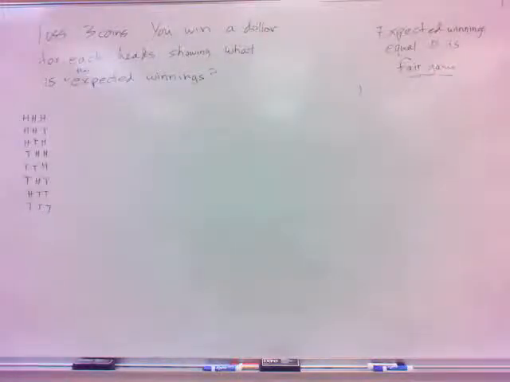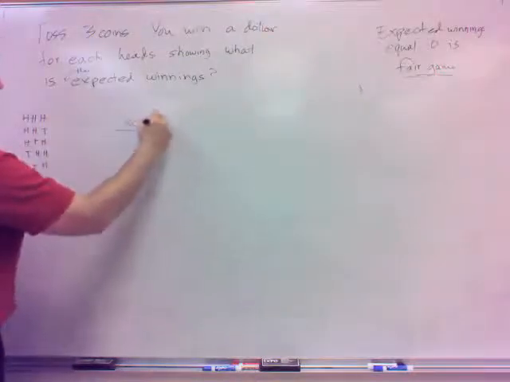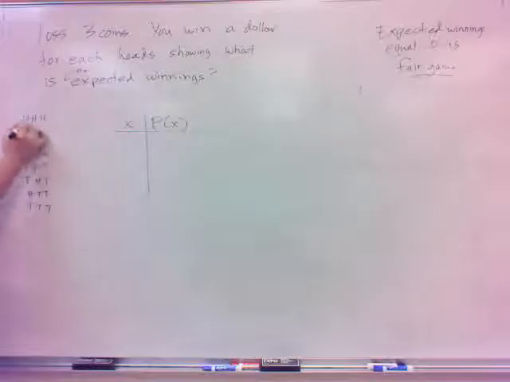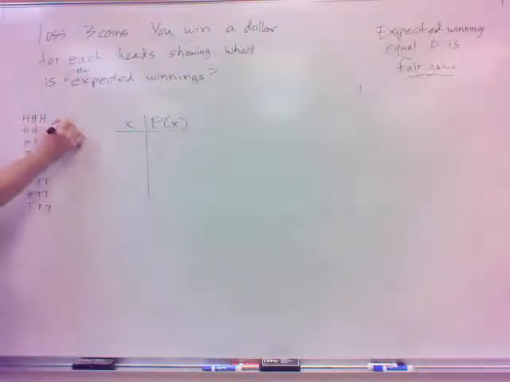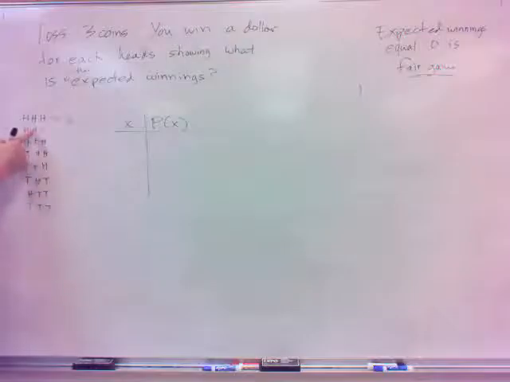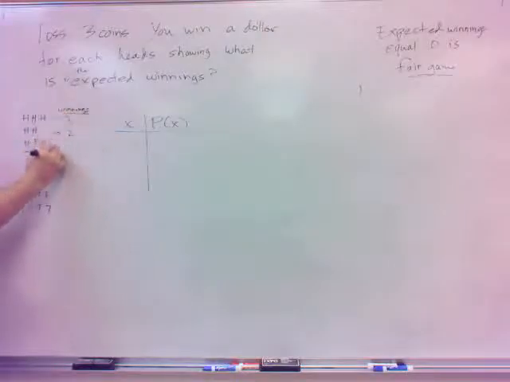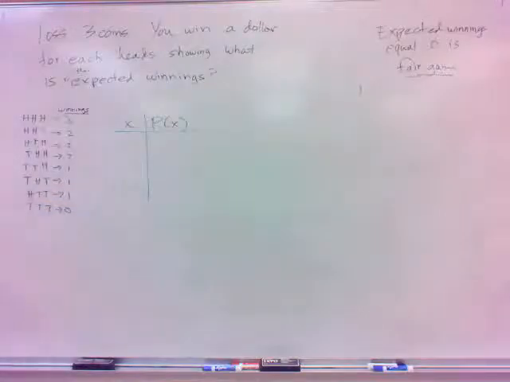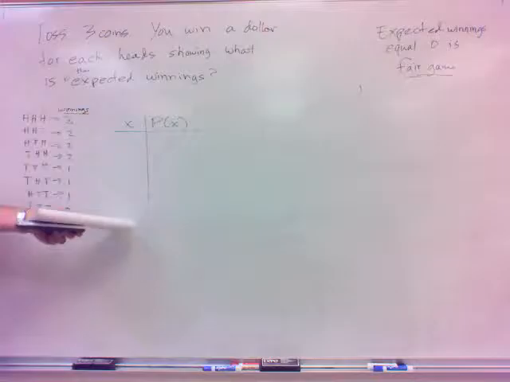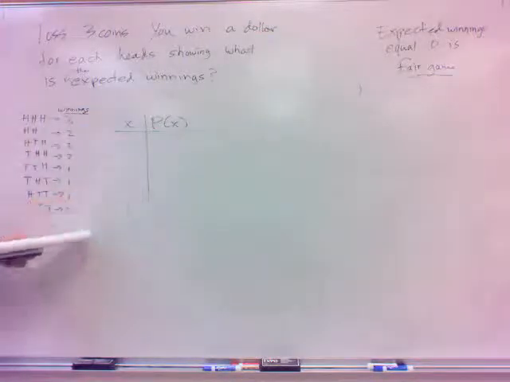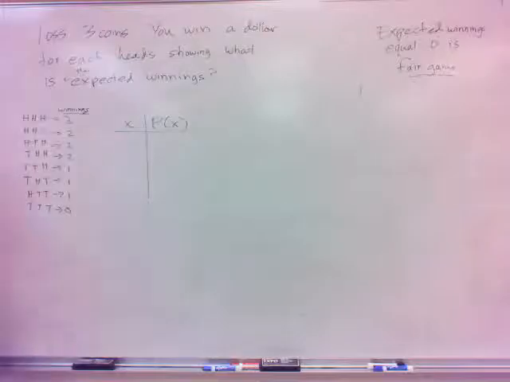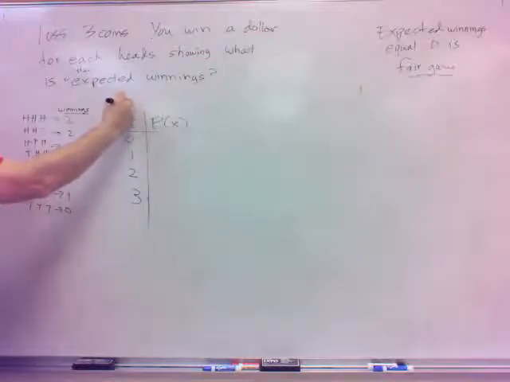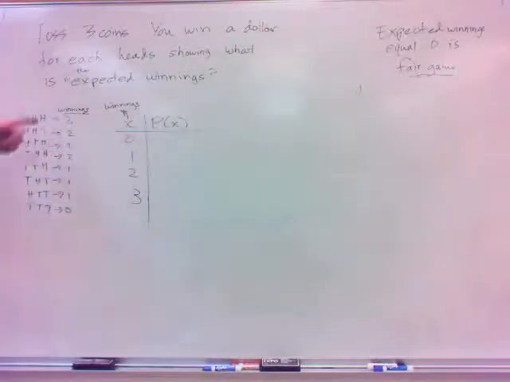So, what are potential winnings here? Well, here I'd win what? $1 for each heads. 1, 2, 3. $3 win. What have we got here? $2, $2, $2, then $1, $1, $1, and 0. Those are my potential winnings. For my X column, what do I write here? 0, 1, 2, or 3, or go backwards if you want. With me? X being the potential winnings. I'm going to put in the X column 0, 1, 2, or 3, because that's what I could win potentially.